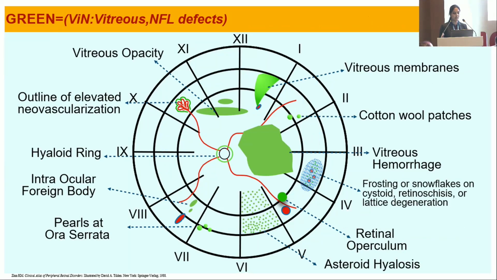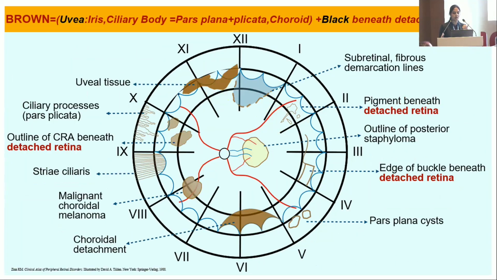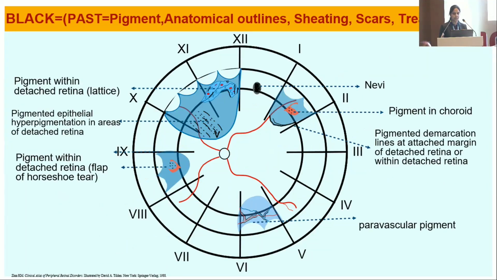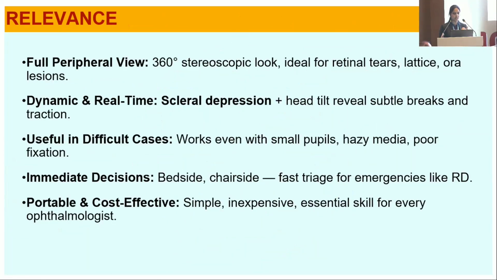And green represents all the vitreous structures and NFL defects. Yellow represents deposits, drusen, edema and exudates. Brown represents all the uveal structures and black beneath the detached retina. Black represents pigment, anatomical outlines, sheathing, scars and treatment like cryotherapy.